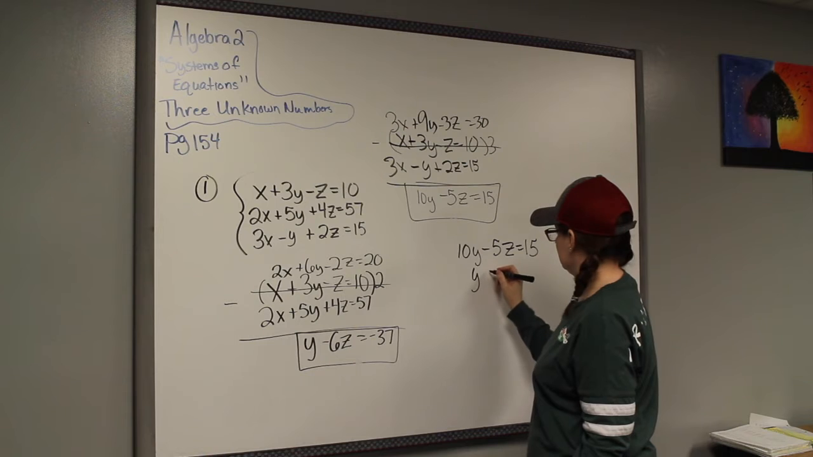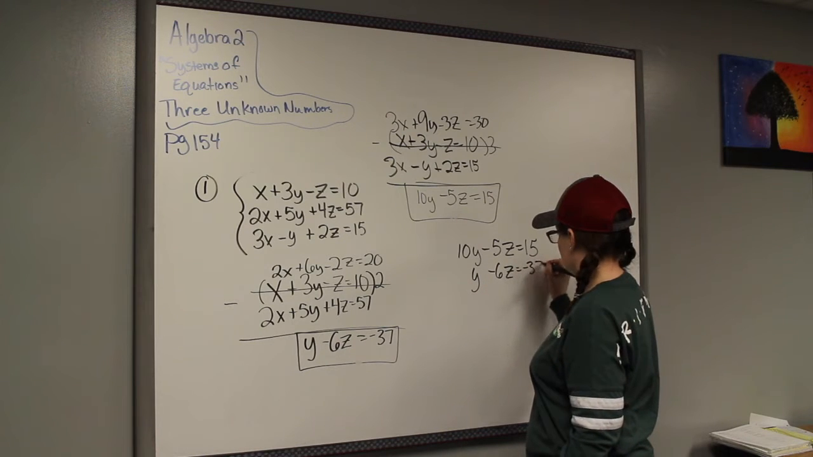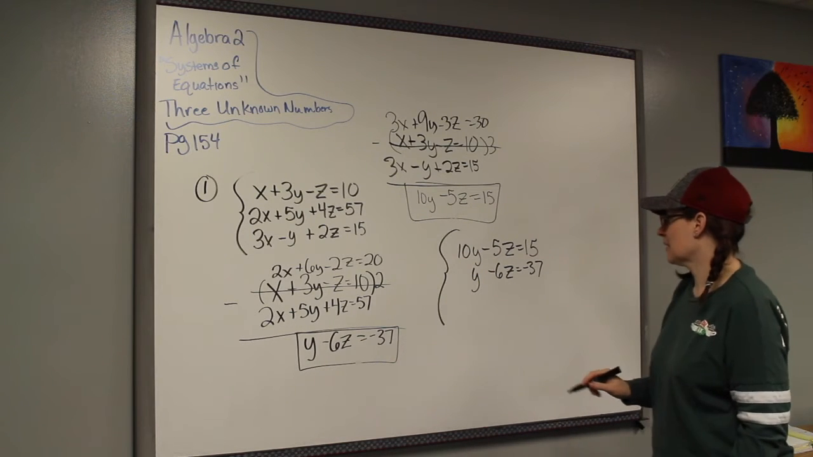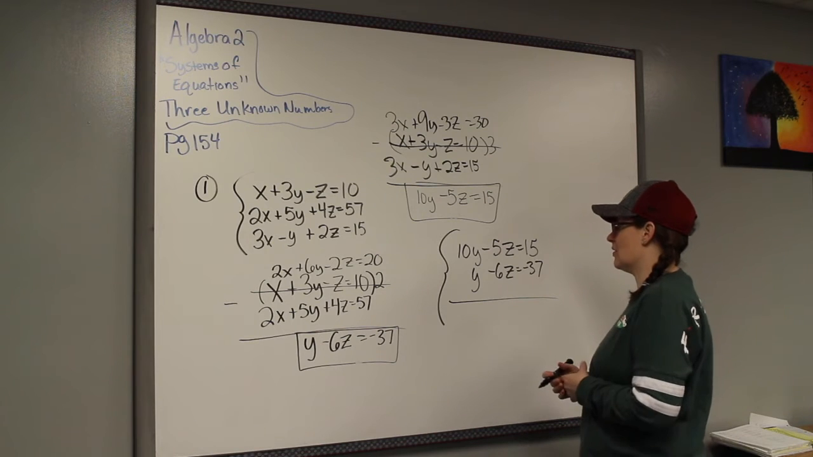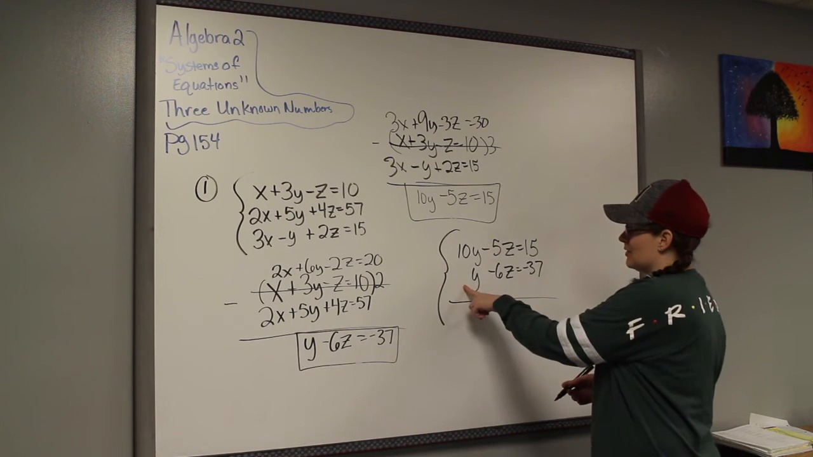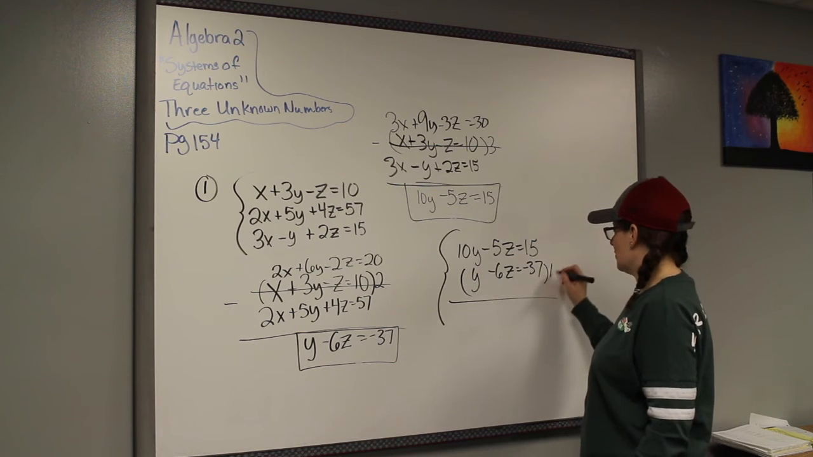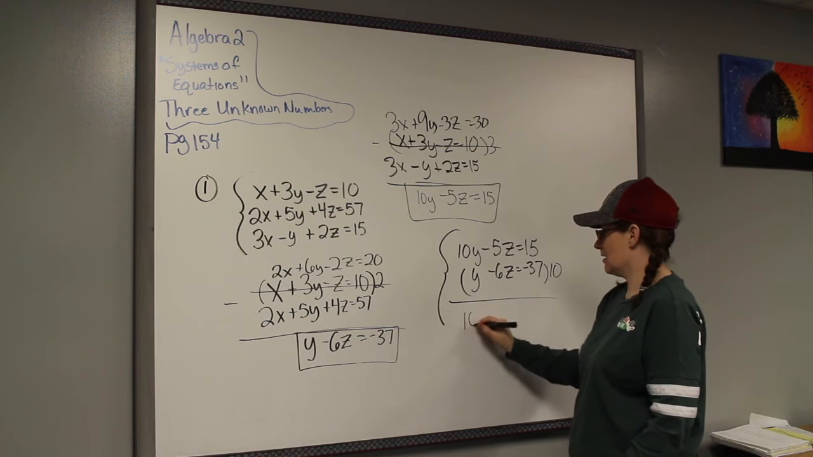And do my little swoop-de-doop. And now I need something to cancel out. So the easiest thing right here would be y, because I could multiply this whole thing by 10. So if I multiply this whole thing by 10, I will rewrite this one.